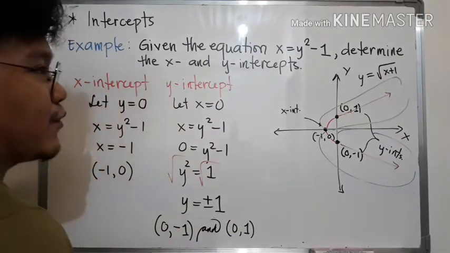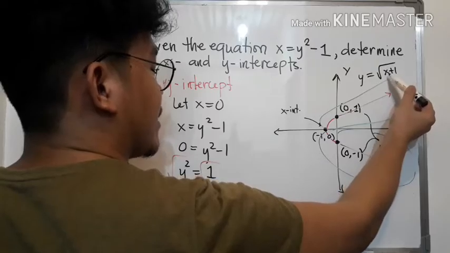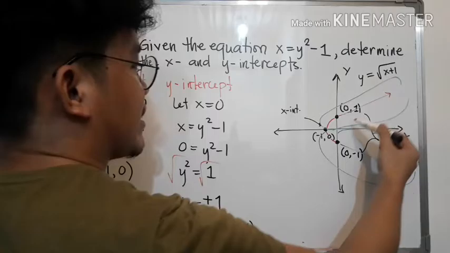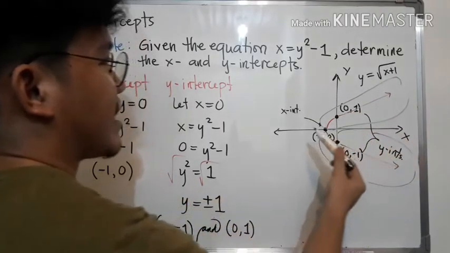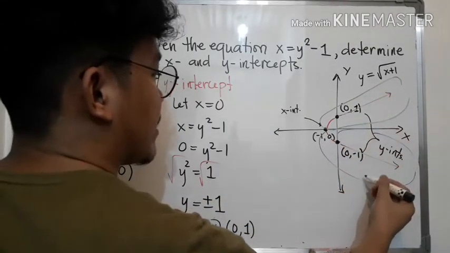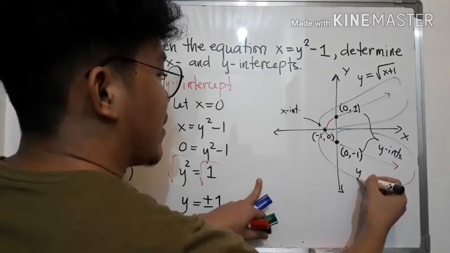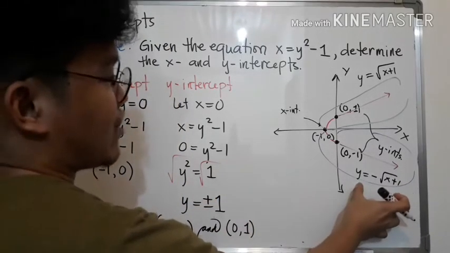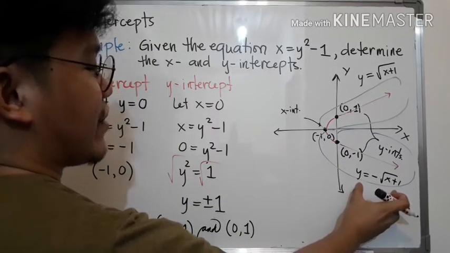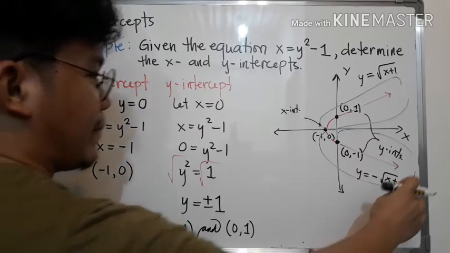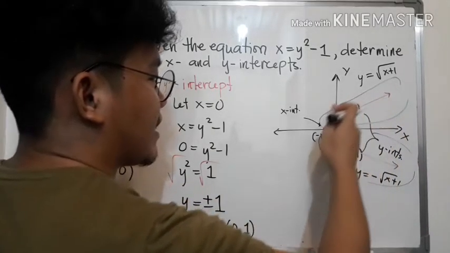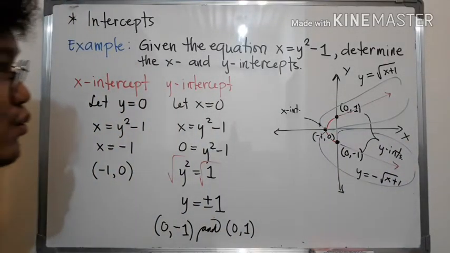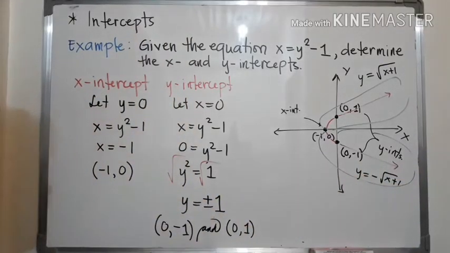If we sketch the graph of this equation, this is the graph above the x-axis, and it's a function. The one below, the equation is y equals negative square root of x plus 1, and it's a function. But again, if you take it as a whole, it's no longer a function. Actually, these two are called implicit functions.